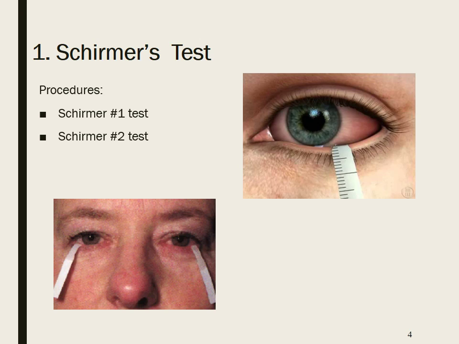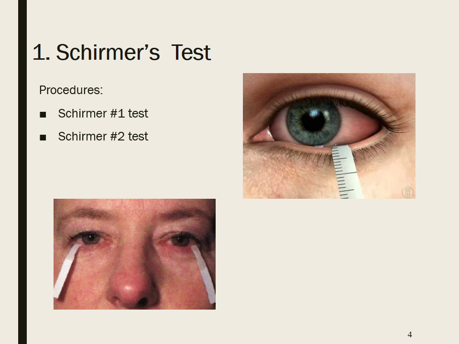For the Schirmer 1 test, instruct the patient to look up. Gently pull the lower lid of the right eye. Place the folded notch end of the Schirmer strip over the lower lid margin at its lateral third. Avoid touching the cornea with the Schirmer strip. Insert the second Schirmer strip in the left eye in the same manner.